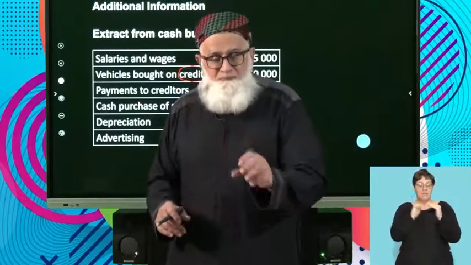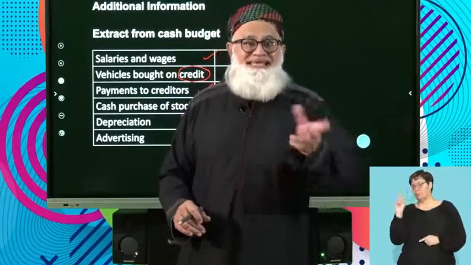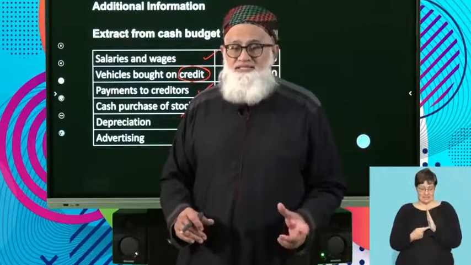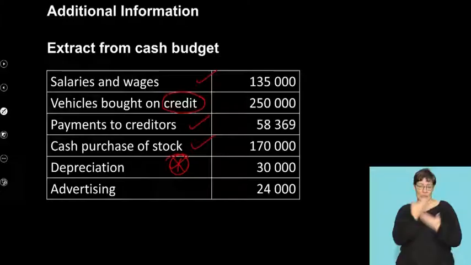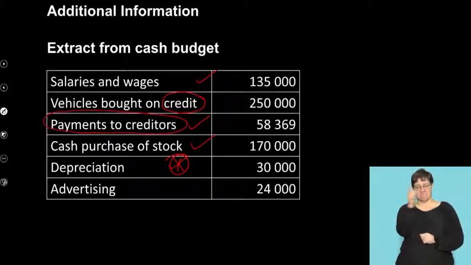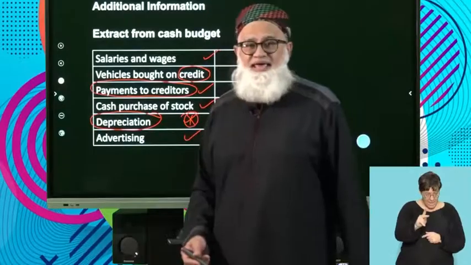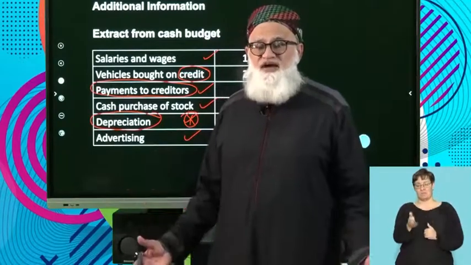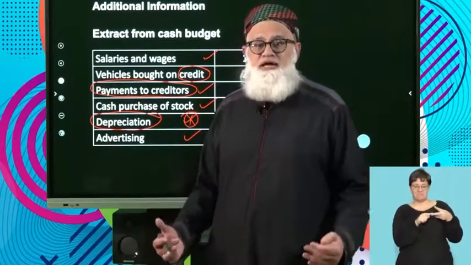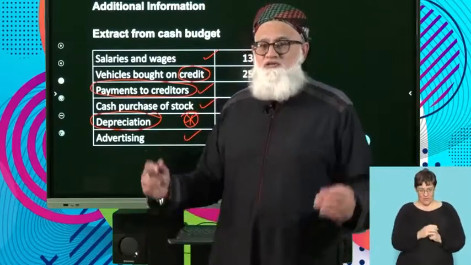Depreciation will appear in my projected income statement. Clear, guys? So depreciation is a non-cash item like bad debts. It will not feature in my cash budget. So we've identified payments to creditors as 1 and depreciation is the next one. Advertising, yes. If it was paid for, it would appear in my cash budget. Okay, so I've identified the 2 items that were incorrectly placed in my cash budget.